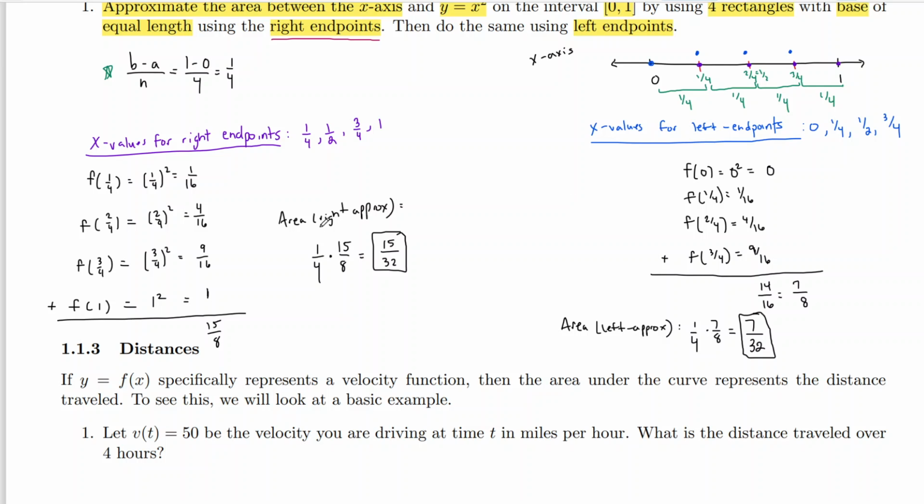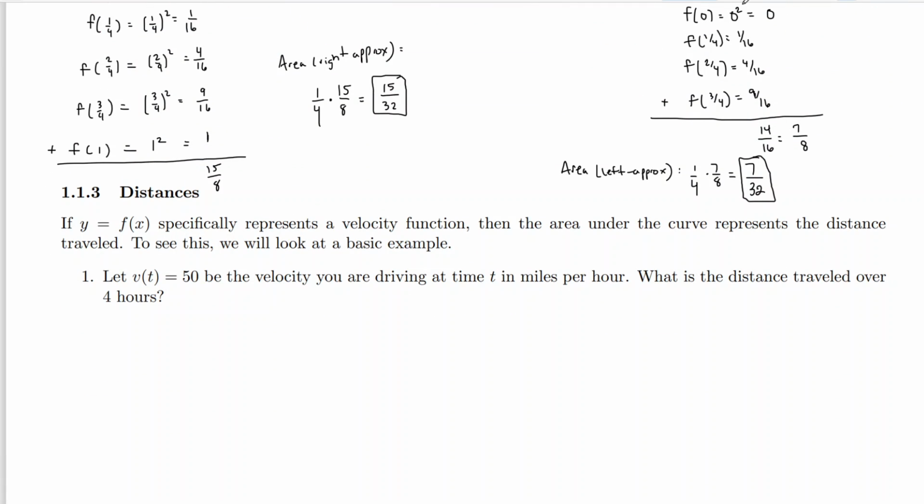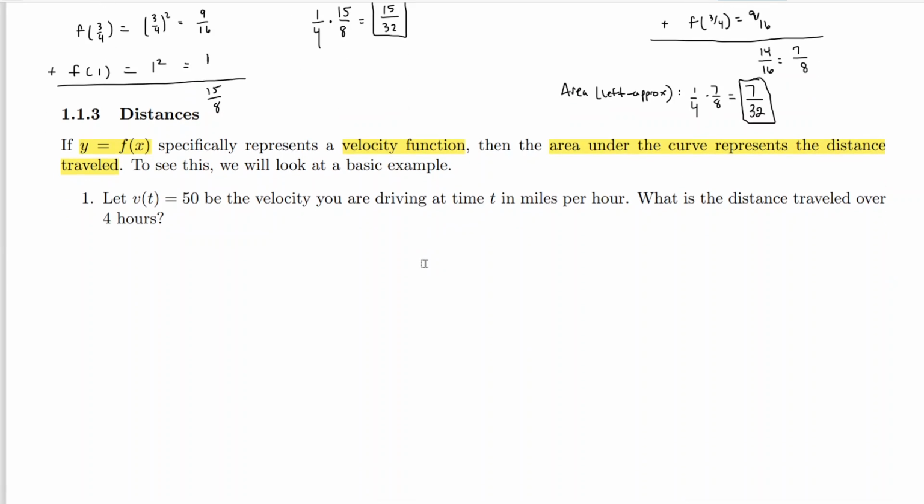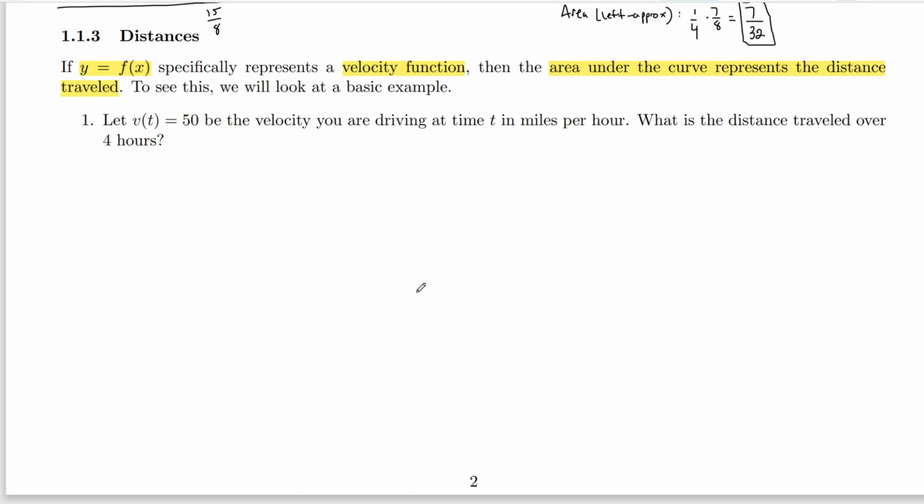All right, now distances. So specifically, if y equals f of x specifically represents a velocity function, then the area under the curve represents the distance traveled. And to see this, I want to look at a basic example to really explain this. So it says, let v of t equals 50 be the velocity you are driving at time t in miles per hour. So you're just driving constantly 50 miles per hour. What is the distance traveled over 4 hours?